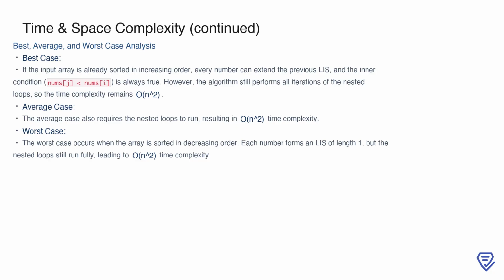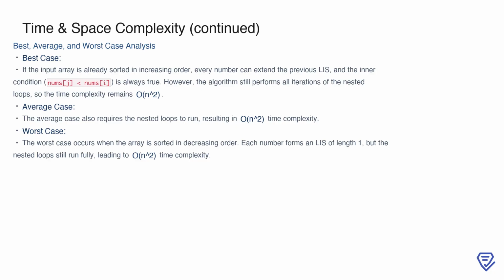Now, let's analyze the time complexity under different scenarios. In the best-case scenario, where the input array is already sorted in increasing order, every number naturally extends the previous LIS. Although the inner condition nums[j] < nums[i] is always true, the algorithm still performs all iterations of the nested loops, so the time complexity remains O(n^2).